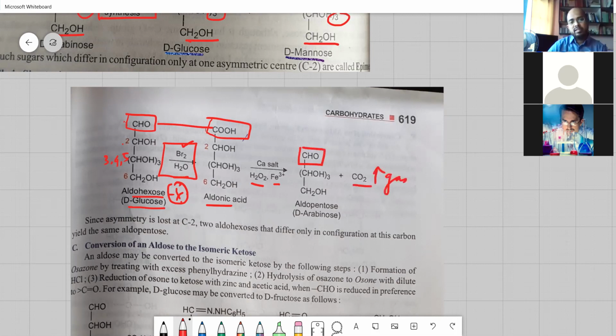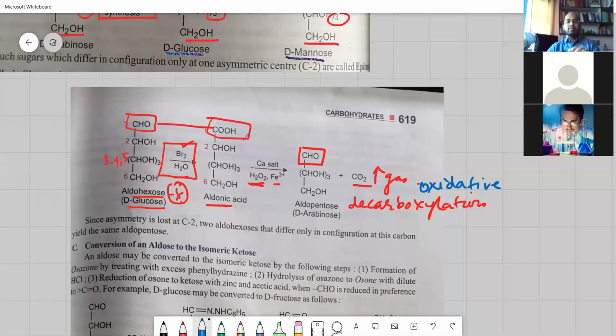So this process is called decarboxylation. Because you are having hydrogen peroxide, you are calling it an oxidative decarboxylation. These are all important points which will get you marks. Okay. Since symmetry is lost at C2, C2 தான் போயிட்டு CHO அப்படியே இருக்கு. Yeah. Symmetry is lost at C2.